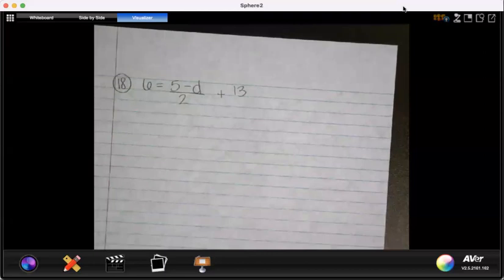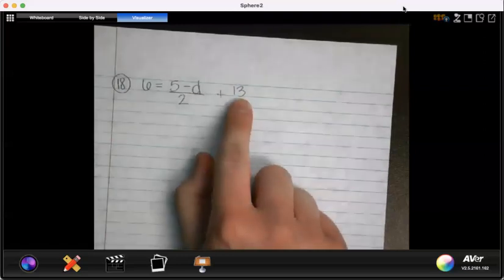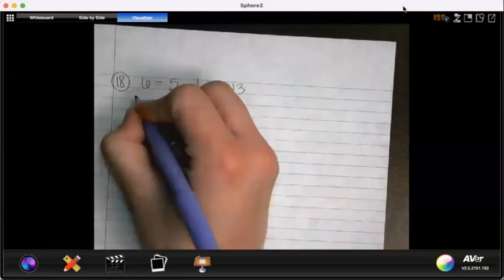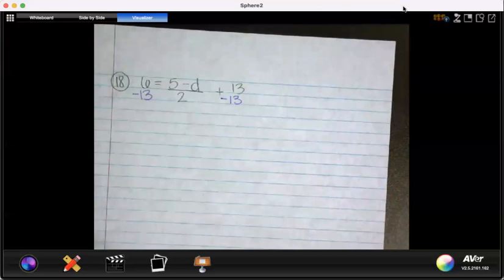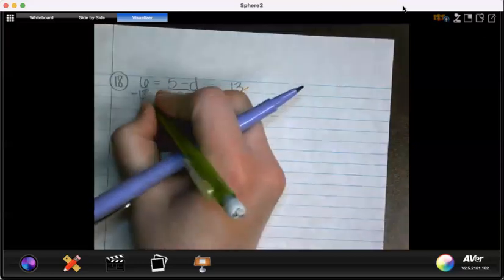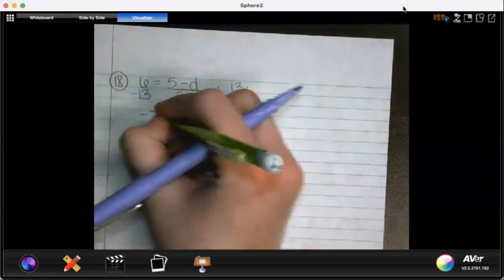Now, the rule that I've always said is that you need to remove what is on the same side of the variable, but not directly affecting the variable. So we want to go from the outermost point to the inner point. The furthest thing away from the d is the 13. So the first thing you would have to do is subtract the 13. So 6 minus 13 gives us negative 7.